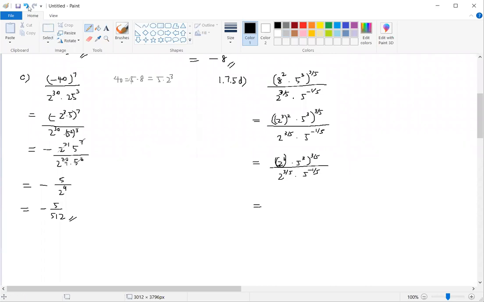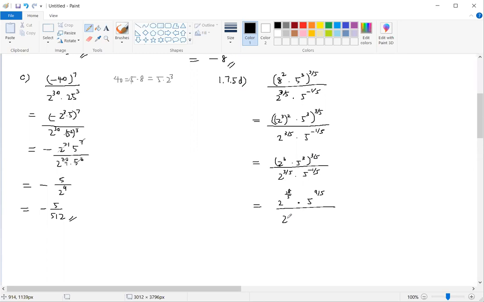This is the (AB)^n rule, where they are multiplying. So the A has to be raised to this exponent, the B has to be raised to this exponent also. When you raise to an exponent, that's the (A^m)^n rule, where you multiply the exponents. So this is 2 to the 6 times 3 over 5, which is 18 over 5. This is 5 cubed, 3 times 3 over 5, which is 9 over 5.